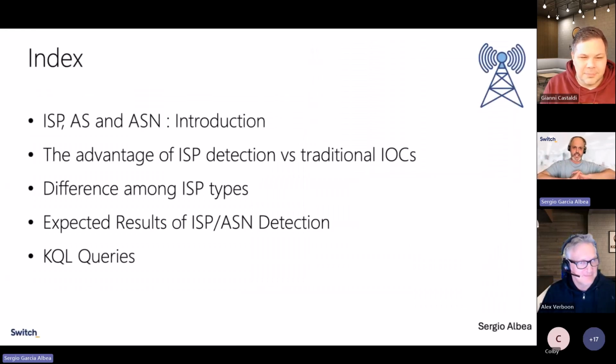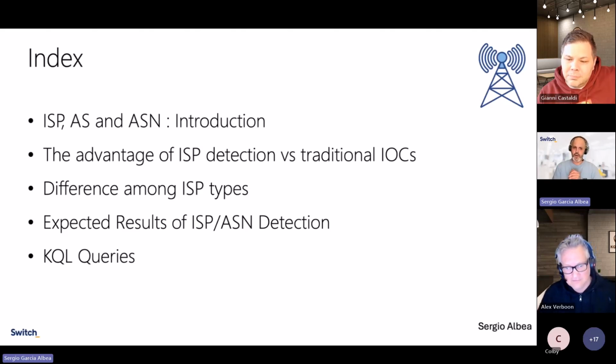Quickly going to the agenda. I will give you a quick introduction about the difference between internet service provider, autonomous systems, and autonomous system numbers. Then the advantage that we can have if we detect suspicious internet service providers, the difference among them, expected results with the KQL queries, and of course the funniest part, that is the KQL queries itself.